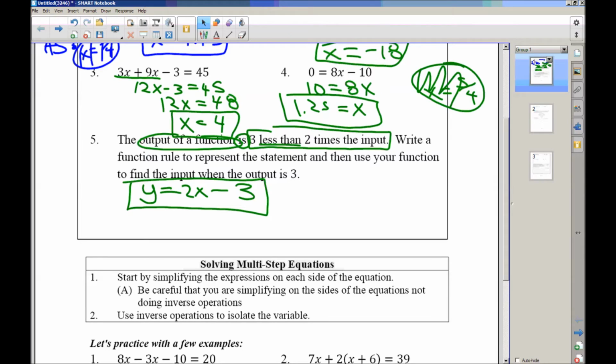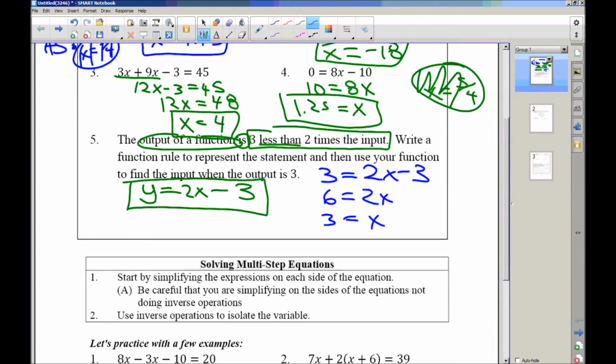Now we're supposed to use our function to find the input when the output is 3. So I plug 3 in for the output, and that gives me add 3 to both sides, and then divide by 2. And that means the input 3 made the output 3. So the input and the output were the same in this case. All right?